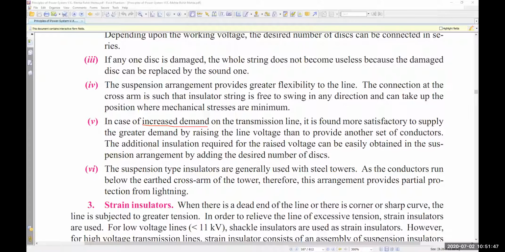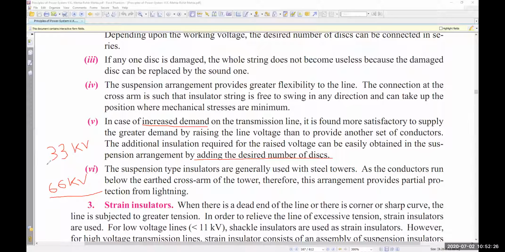Here it is written: the additional insulation required for the raised voltage can be easily obtained by the suspension type insulator arrangement by adding the desired number of discs. Right? Think about this. Now you have 33 kilovolt of voltage, right? Now you want to increase the voltage to 66. If you increase the voltage by double, I'm not saying you have to increase the current. No, not current. You have to increase the voltage only. If you increase the voltage, your power becomes double. So your suspension type insulator should have 6 discs now.